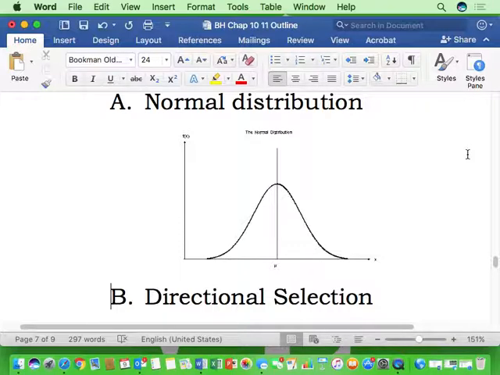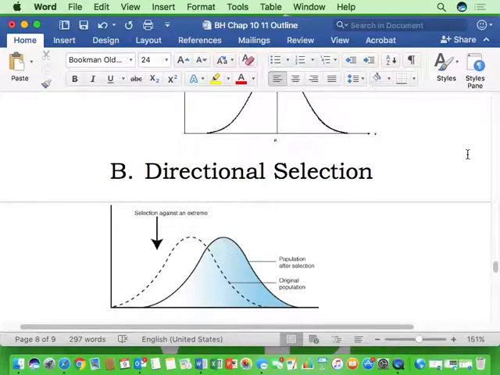And so what we see before the Industrial Revolution is that the peppered moths were favored, so there was a higher population of the peppered moths and a lower population of the black moths. So this dotted line is our normal distribution, but the population after selection is higher towards one extreme phenotype.